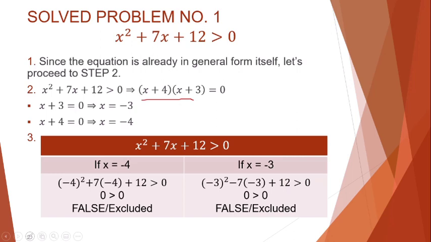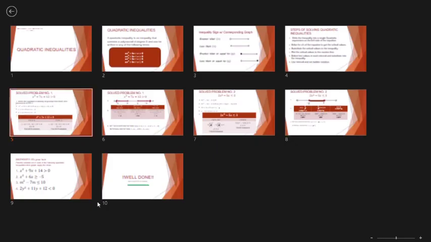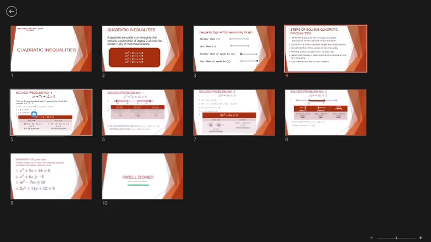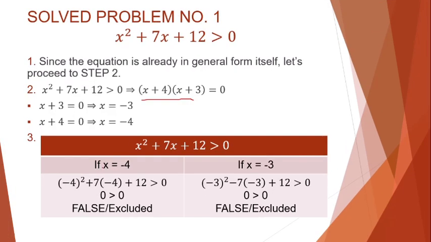Now, in step 3, na-apply lang natin yung step. Ano po ba yung step 3? Substitute the critical values to the inequality. Okay? So if x is negative 4, sinimplify natin, so 0 lumabas. 0 is greater than 0. True or false? False. So, meaning, that negative 4 is excluded. Then, dito naman, 0 din. So, false, excluded siya. Okay?